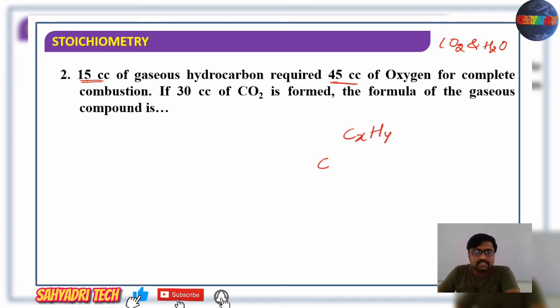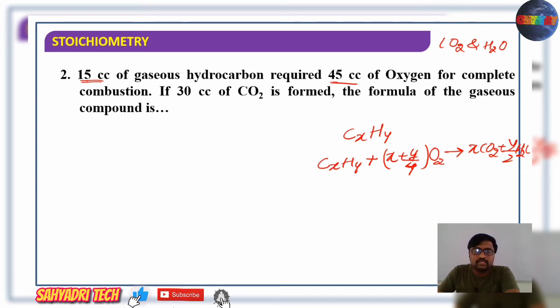Combustion means CxHy reacts with oxygen. How many oxygens here? x plus y by 4 times O2. It is the general form to be remembered. x plus y by 4 of O2 gives rise to xCO2 plus y by 2 H2O. This equation is very important and is to be remembered. Whenever you come across combustion of a hydrocarbon, this is the general equation to be remembered.